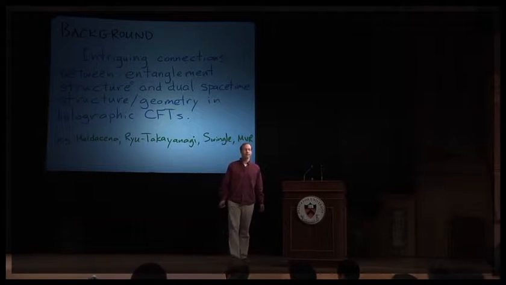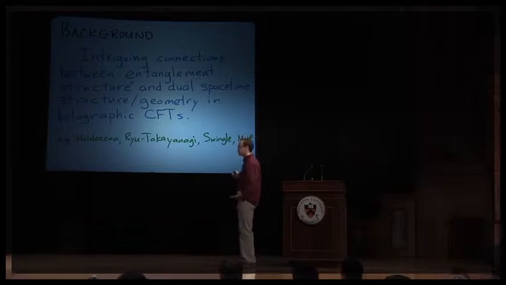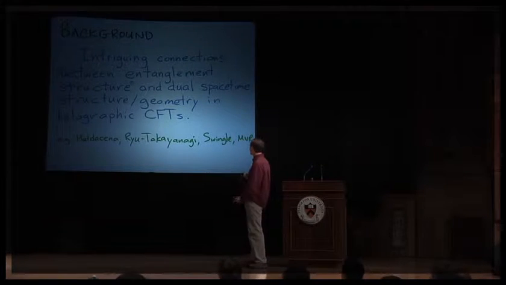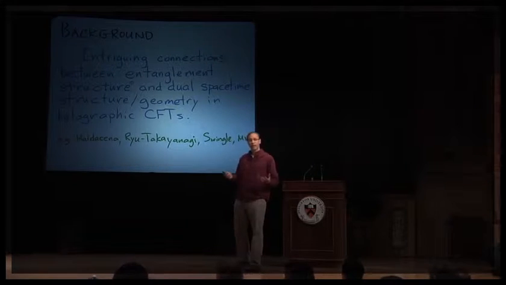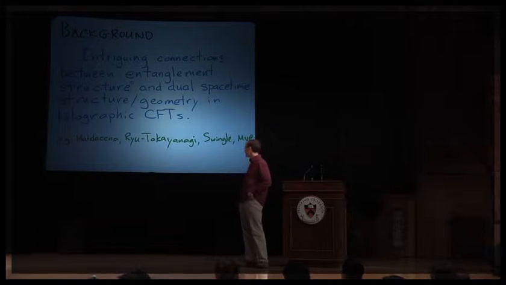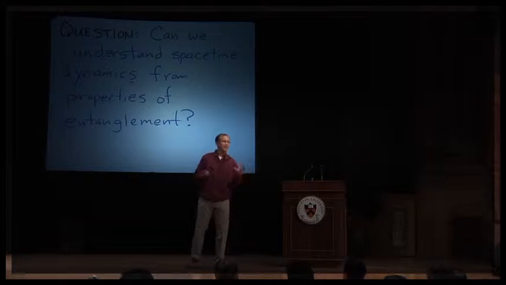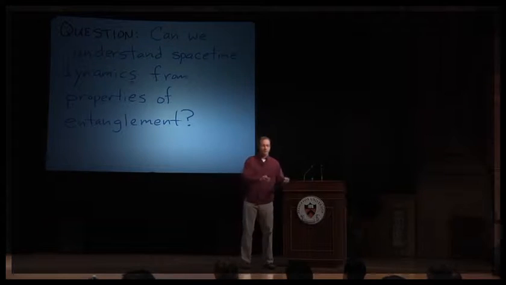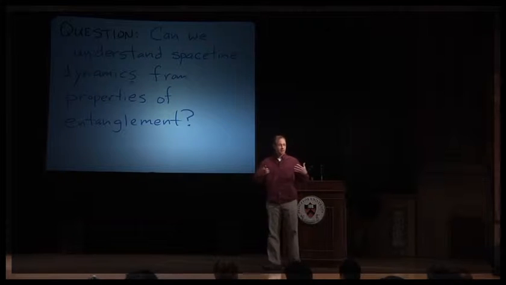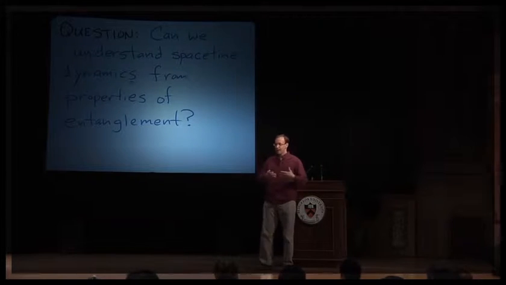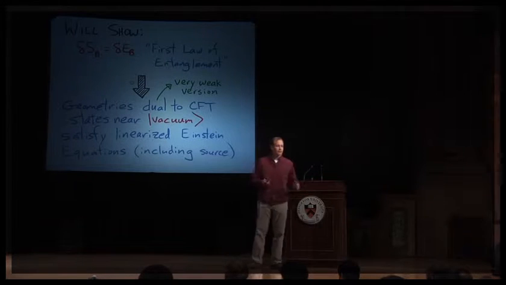So the background is that there's now a good body of evidence for an intriguing connection between the entanglement structure and the dual space-time structure or geometry in examples of the AdS/CFT correspondence in holographic conformal field theories. Given that connection, it's a natural question to understand if we can actually make a connection between dynamics of space-time and some properties or dynamics of entanglement. So that's the goal of this talk.